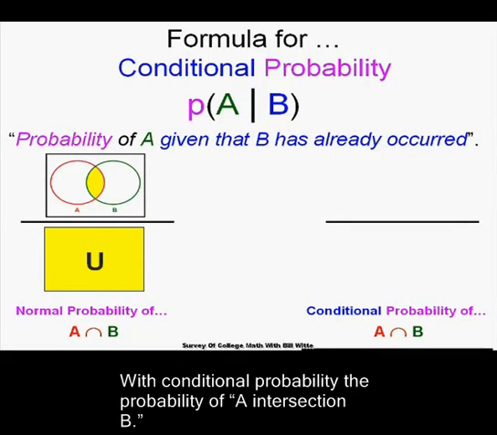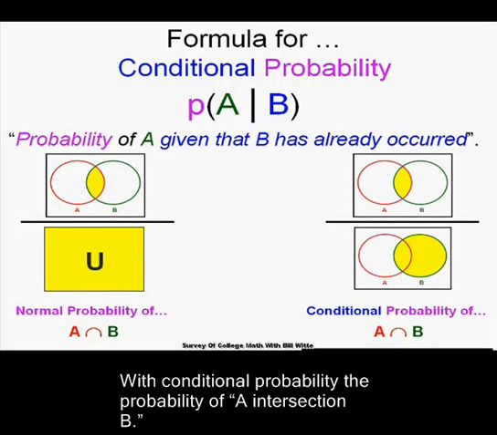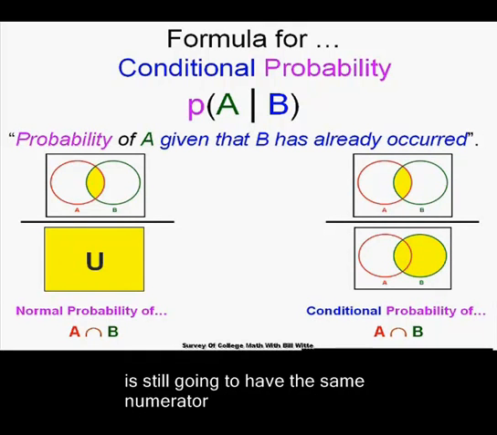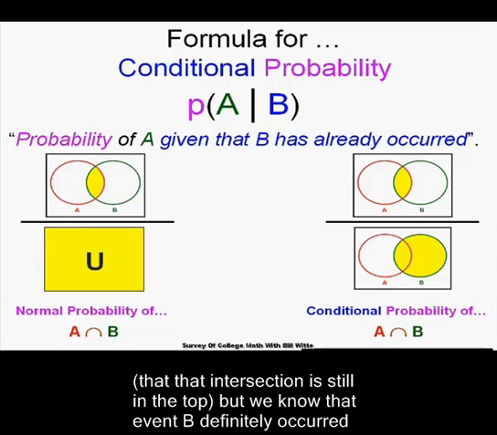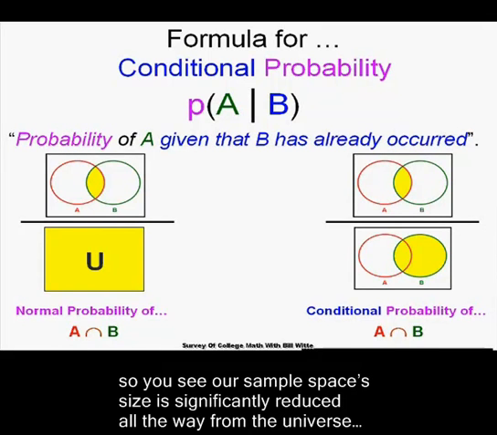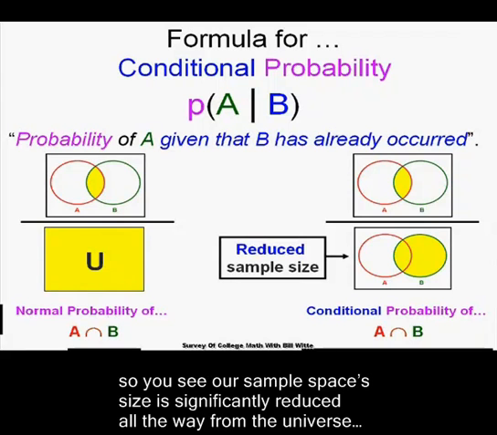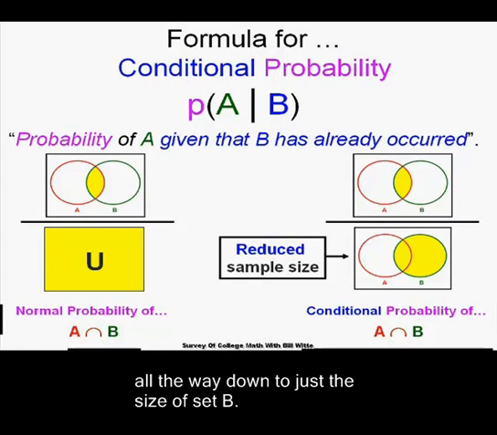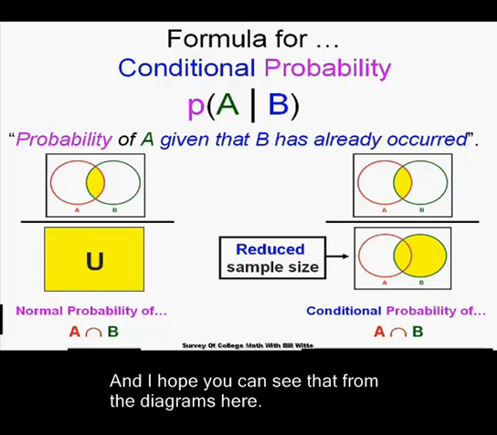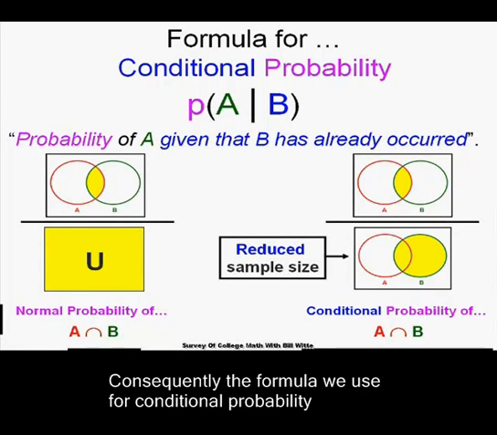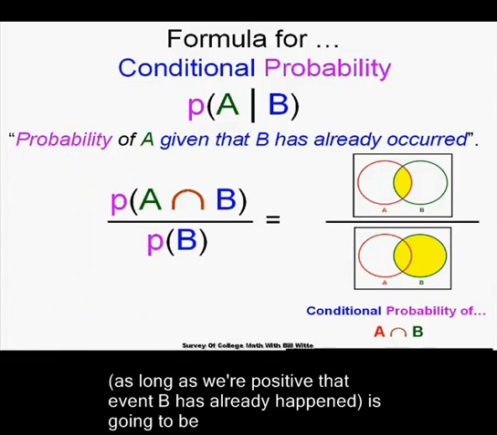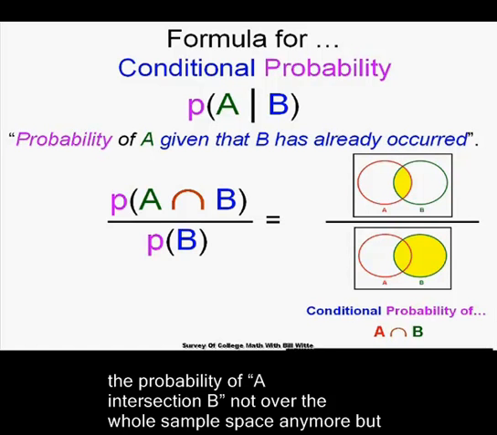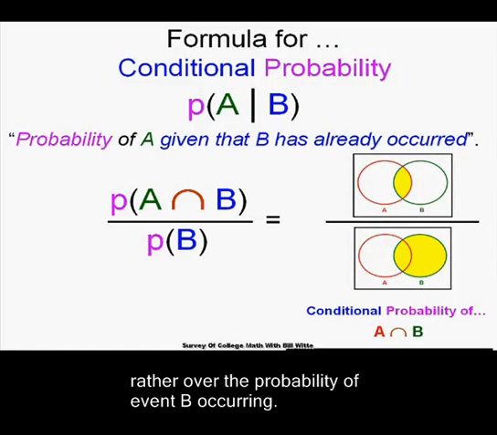With conditional probability, the probability of A intersection B is still going to have the same numerator. Okay, that intersection is still going to be in the top, but we know that B happened. So you see, our sample size is significantly reduced, all the way from the universe all the way down to just B. I hope you can see that. Okay? Consequently, the formula that we'll use for conditional probability, as long as we're positive that B has already happened, is going to be the probability of A intersection B, not over the sample space anymore, but rather over the probability of B occurring.